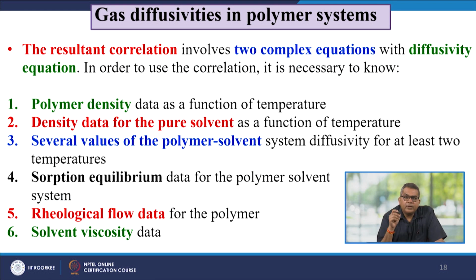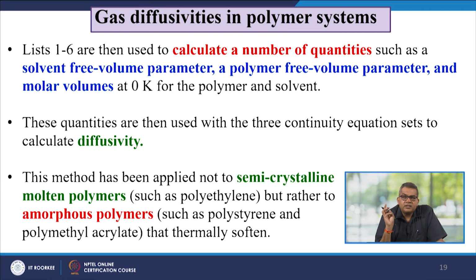Now, usually if we number them 1 to 6, these are then used to calculate a number of quantities, such as solvent free volume parameters, a polymer free volume parameter, and a molar volume at 0 Kelvin for the polymer and solvent. Now, these quantities are then used with the three continuity equation sets to calculate the diffusivity. This method has been applied not only to semi-crystalline molten polymers like polyethylene, but to amorphous polymers too, like polystyrene and polymethyl methacrylate, which are thermally softened.